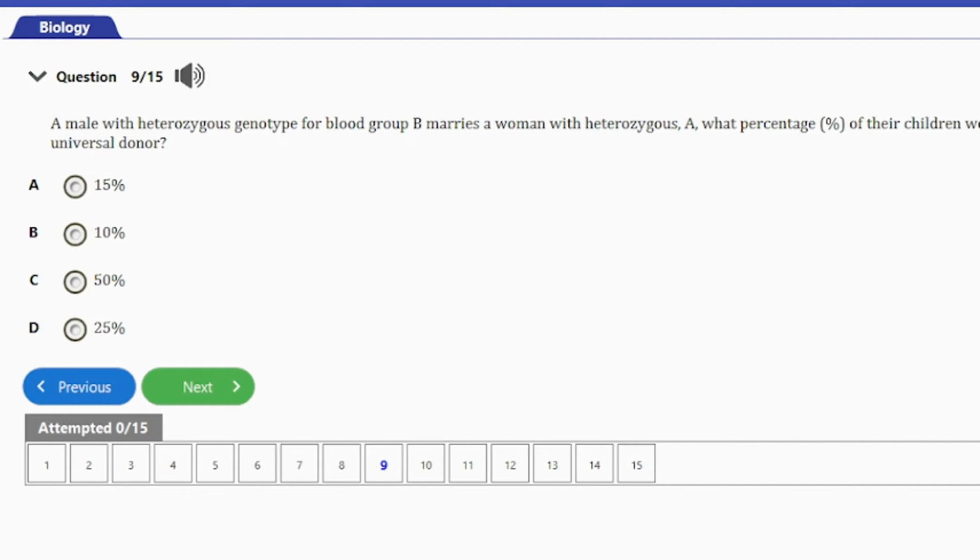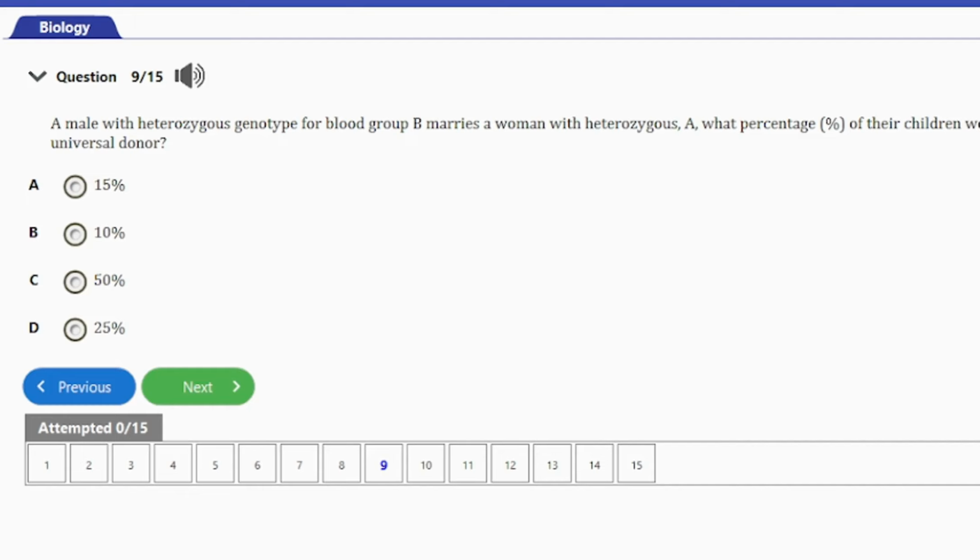It says, a male with heterozygous genotype for blood group B marries a woman with heterozygous A. What percentage of their children would be universal donor? So guys, having a heterozygous genotype for blood group B means it's BO for the man, and then the heterozygous for A means it's AO for the woman.